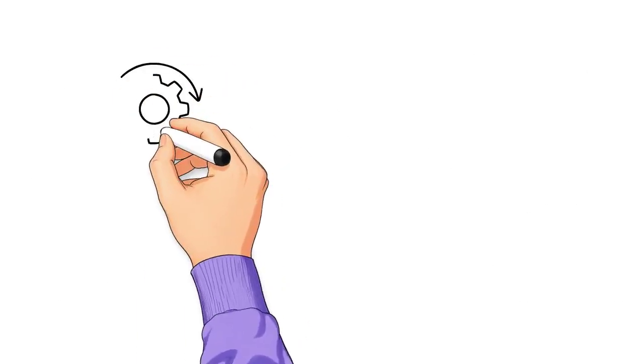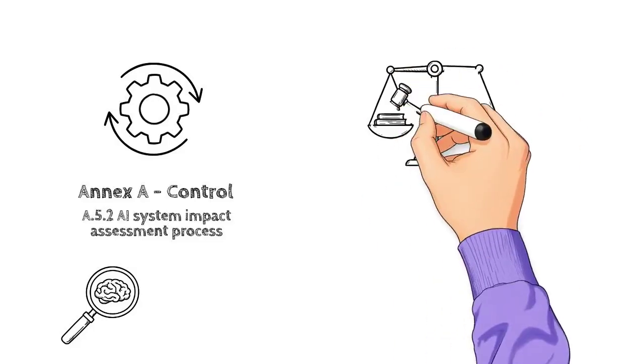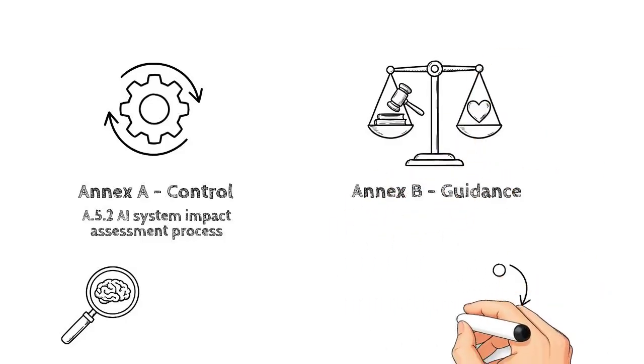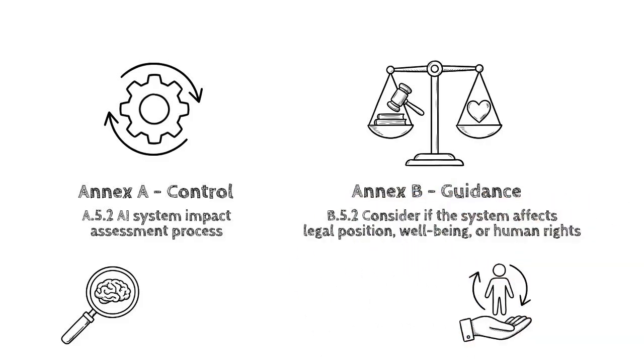Let's make this real with a quick example. So you look at Annex A and it gives you the what. Control A.5.2 says you need to establish a process to assess an AI system's potential consequences. Okay, great, but how? That's when you flip to Annex B. It gives you that practical guidance, suggesting you should think about things like, does this system affect a person's legal rights, their physical or mental well-being? What about universal human rights? It connects the what to the how.